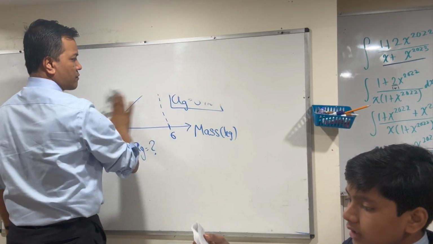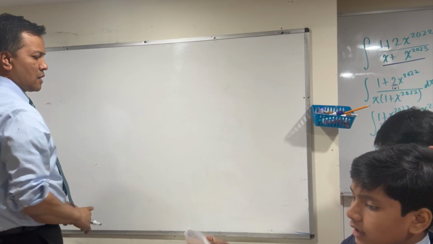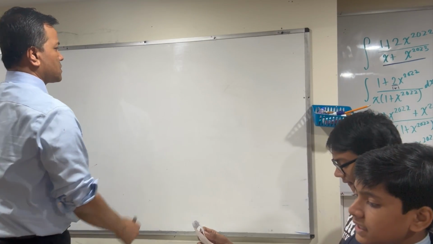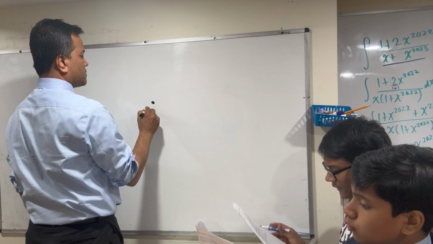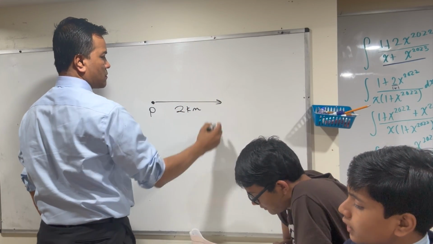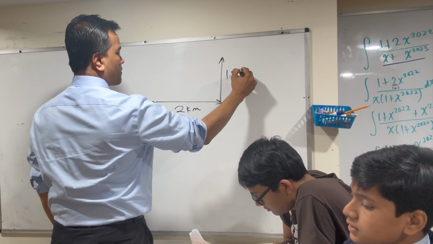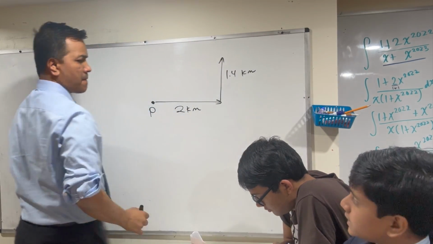A hiker starts at some point P and walks 2 kilometers due east and 1.4 kilometers due north. The vectors in the diagram below represent these two displacements.